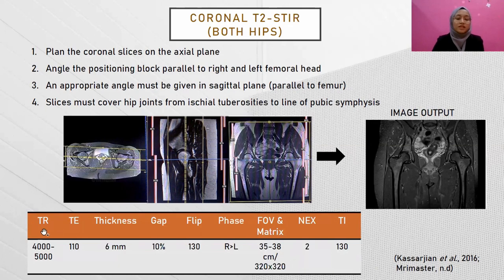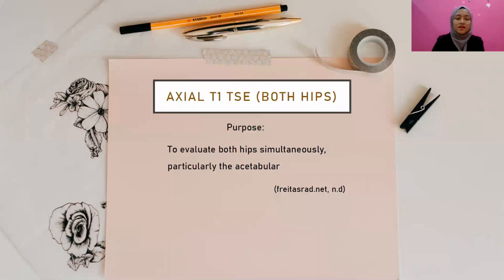The scanning parameters are TR 4000 to 5000, TE 110, thickness 6 mm, gap 10%, flip 130, phase right to left, FOV 35 to 38 cm, matrix 320 times 320, NEX of 2, TI 130. Next is axial T1 TSE, including both hips. It is to evaluate both hips simultaneously, particularly the acetabulum.